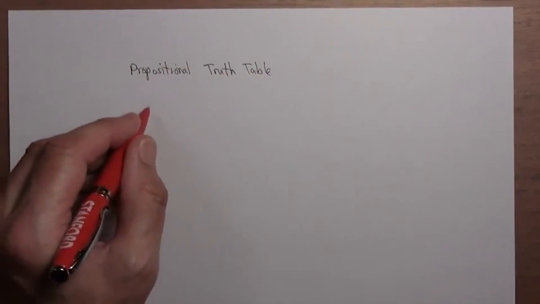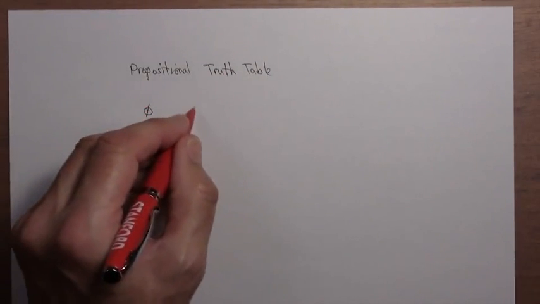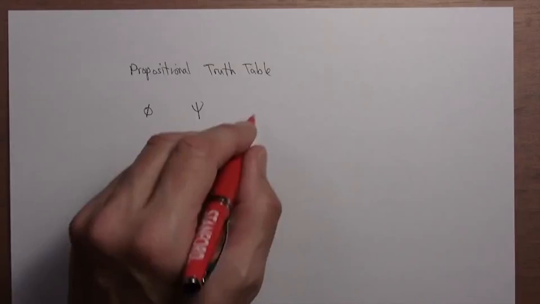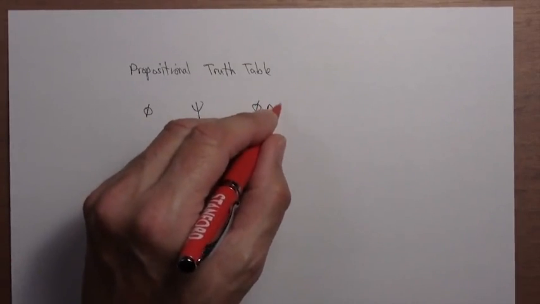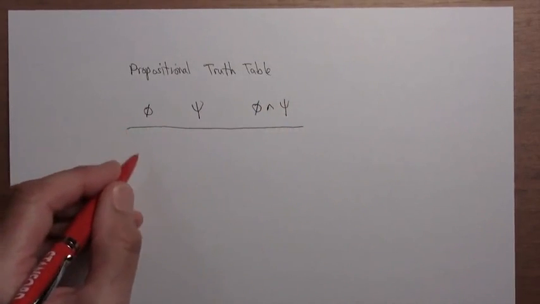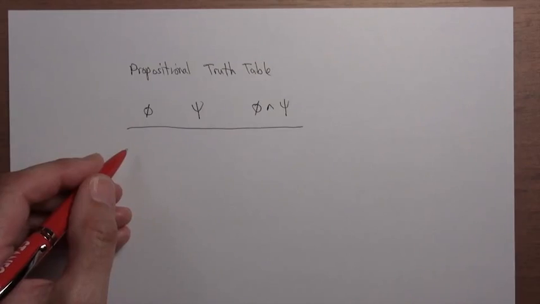A useful way to represent a definition like this is with a propositional truth table. What we do is we list the component statements, in this case phi and psi, and they're going to go together to make the conjunction phi and psi. And now we're going to draw a table that lists all the possible true-false combinations for phi, psi, and phi and psi.